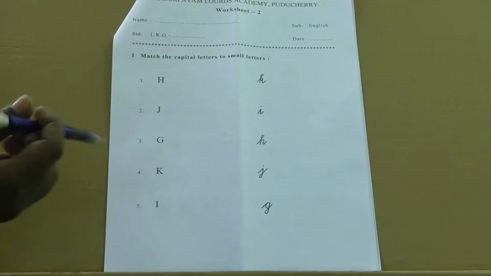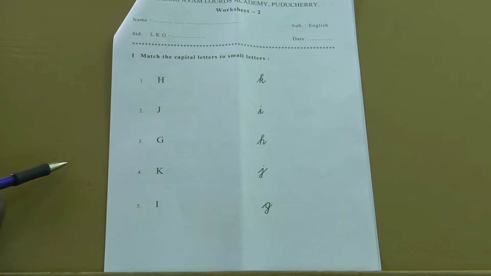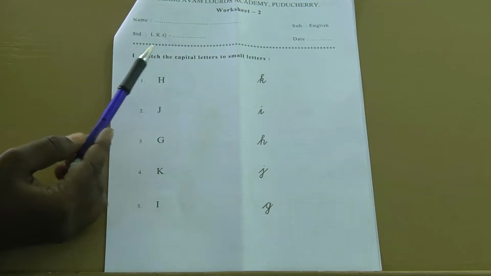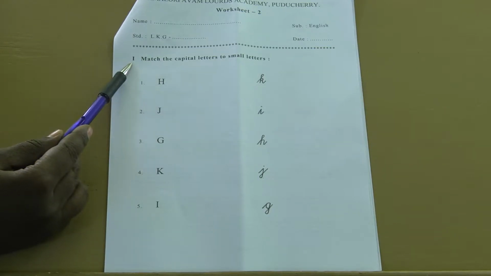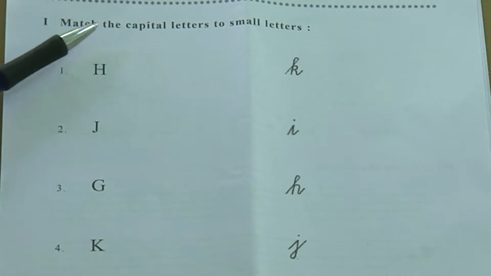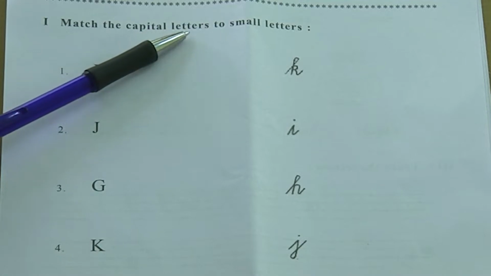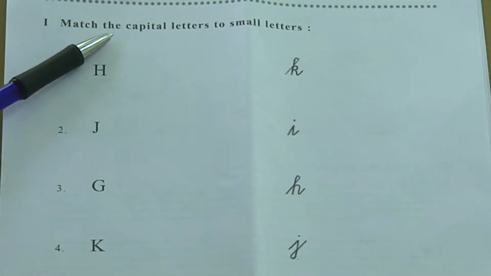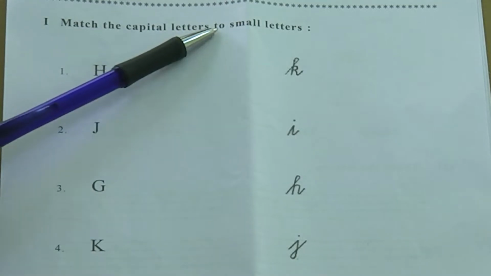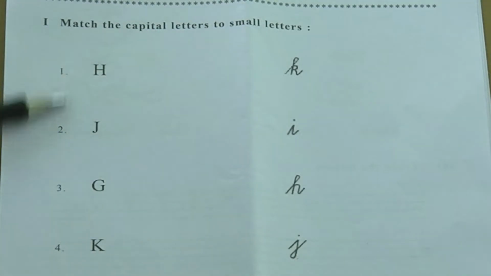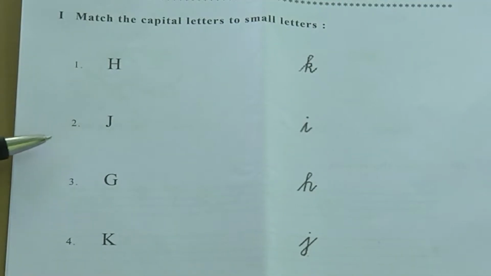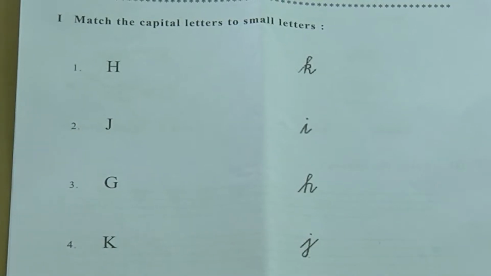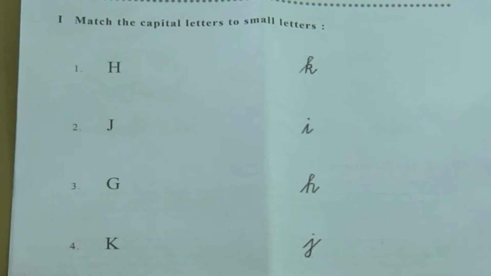Okay. Now, we are going to complete the English worksheet. So, shall we read the heading now? Roman number 1. Match the capital letters to small letters. So, this side, after the numbers, they have given the capital letters and that side they have given the small letters. Now we are going to match the letters.